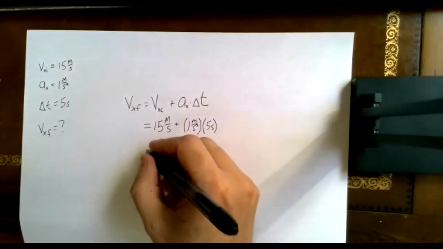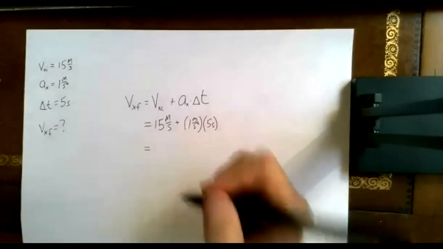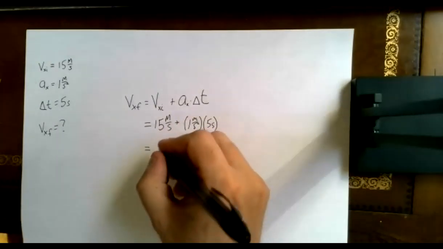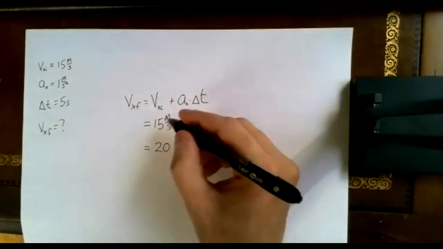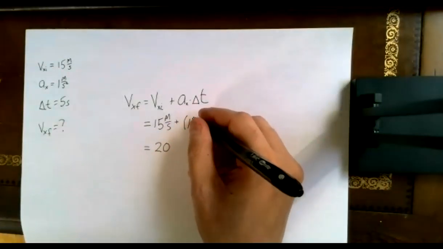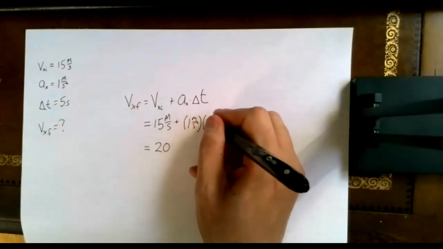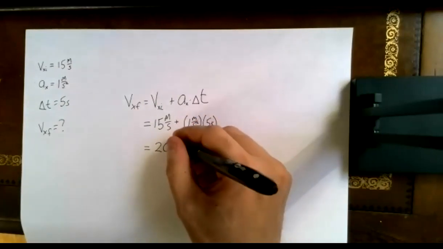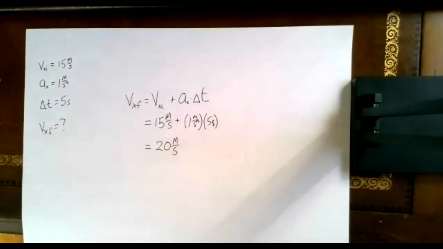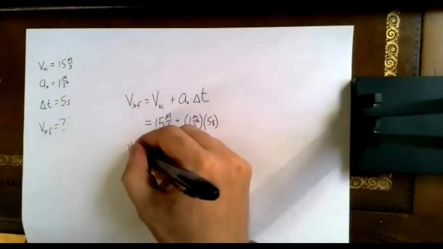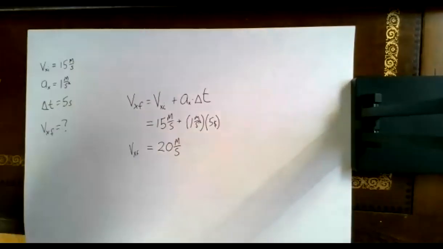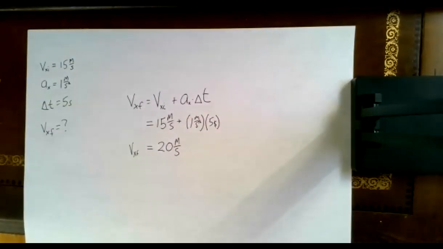I think we can forego using the calculator today for this one. So I get 20, and it's meters over seconds, right? Because meters over seconds squared times a second, one of the seconds cancels out. So we have 20 meters per second. That would be our final velocity. And that makes sense, right? If we started at 15 meters per second and accelerated a little bit, 20 meters per second sounds like a good ending velocity.